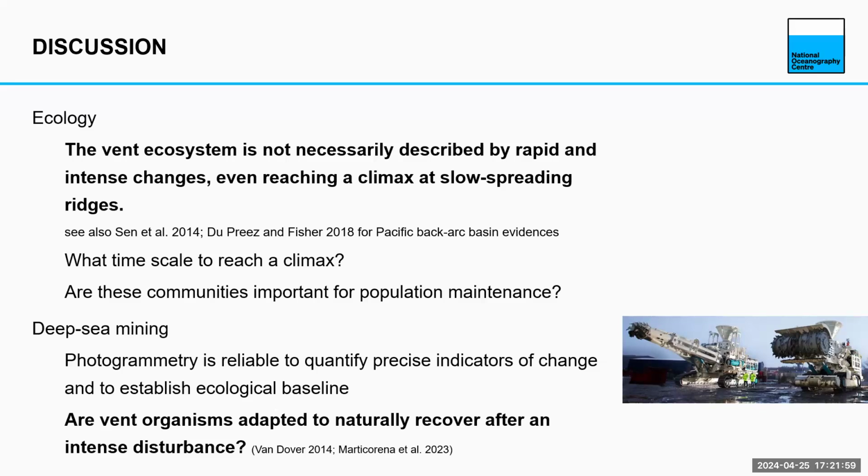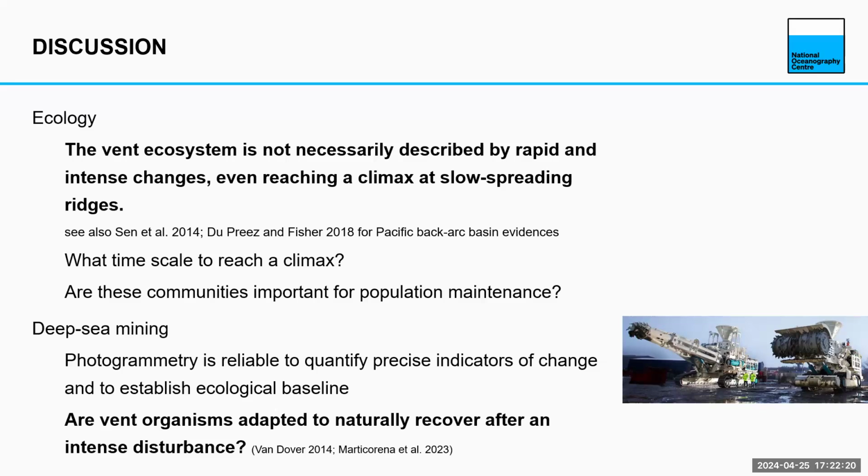Are these communities important for population maintenance? Because this climax has subsisted over a long time. Eiffel Tower harbors quite an extensive community. Could this population of mussels, because of this stability, be important to actually supply larvae at a regional scale?